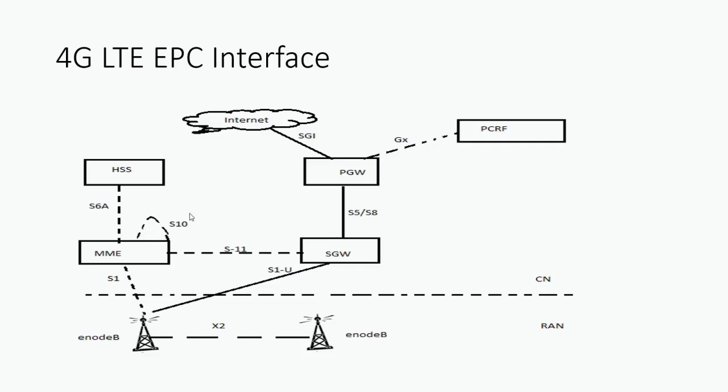Now you can see in this figure I draw a solid line between the eNode B and SGW, while I draw a dotted line between eNode B and MME. Solid line is used for user plane and dotted line is used for control plane. Now the question is, what is the function of the control plane?